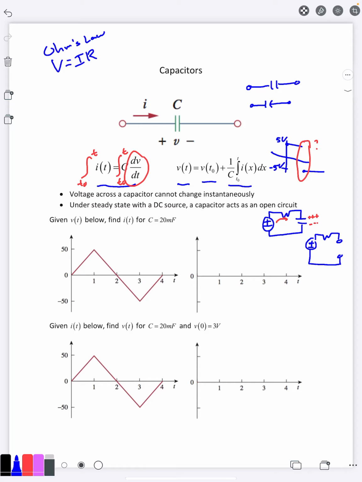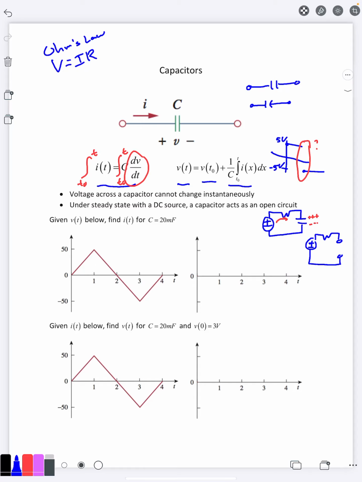So that's what I'm talking about here. Steady state means if you leave the circuit going for a long time, whatever happens at the end of it, that's steady state. And the saying is, if you have a DC source in steady state, the capacitor is going to become an open circuit.